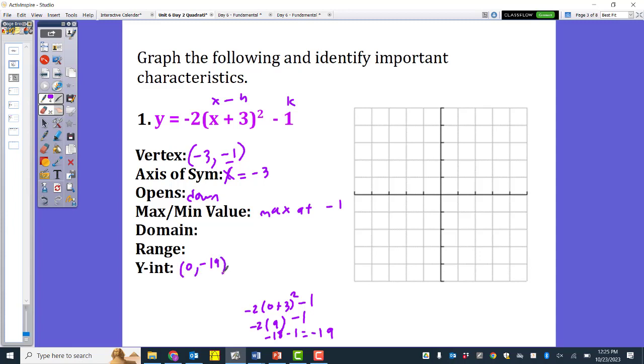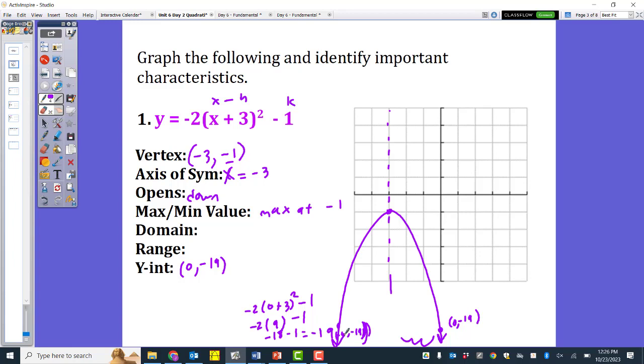Really ugly y-intercept there. So vertex at negative 3, negative 1. Axis of symmetry at negative 3. And y-intercept way down here at 0, negative 19. So we have this side of the parabola. We need the other side. So 0 is 1, 2, 3 away. So we're going to go 1, 2, 3 on this side. So negative 6, negative 19 is the other point. And so we go down that way.